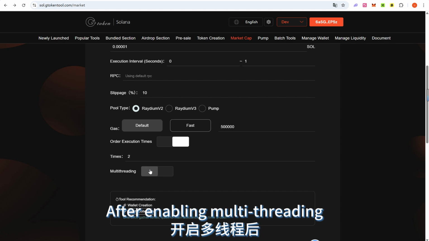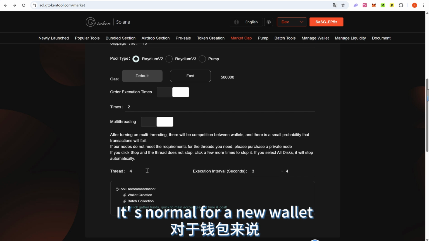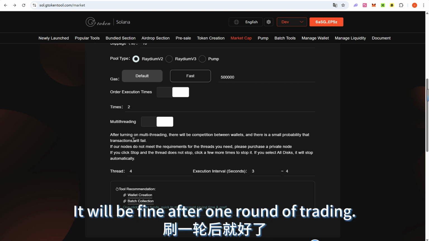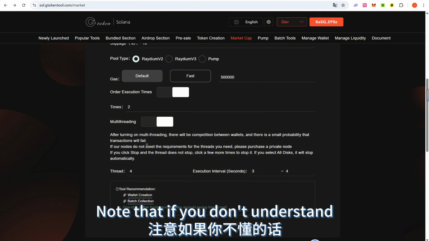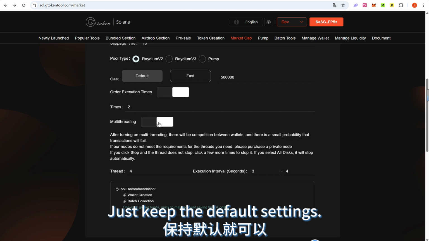After enabling multi-threading, there is a competitive relationship between wallets. It's normal for a new wallet to have a failed transaction. It will be fine after 1 round of trading. Note that if you don't understand, don't set it. Just keep the default settings.